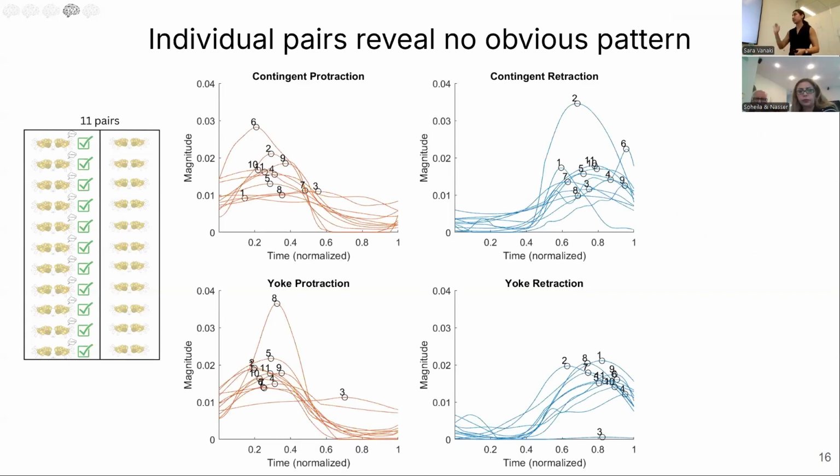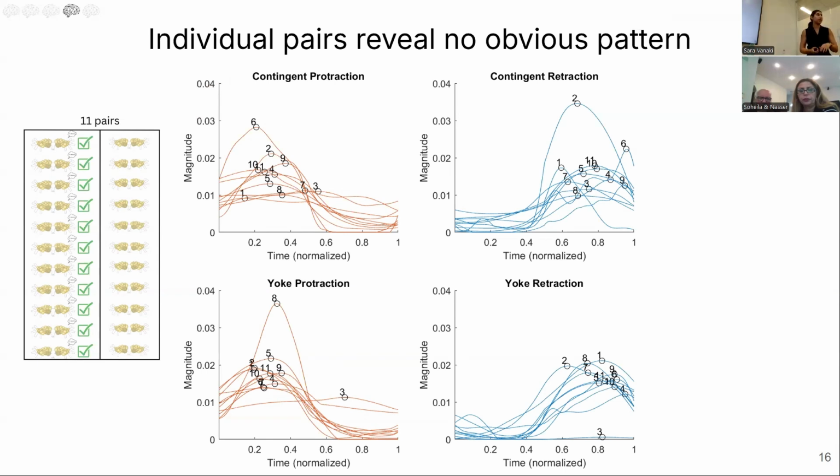So on the left-hand side in orange, these are protraction phases, where on the top is the contingent preparation, and on the bottom is our yoke control. And then similarly for the blue on the right-hand side. And what the circles denote, for contingent preparation number 6, for example, is the peak point, or the highest point of the curve. And from this, we can't see any obvious patterns.